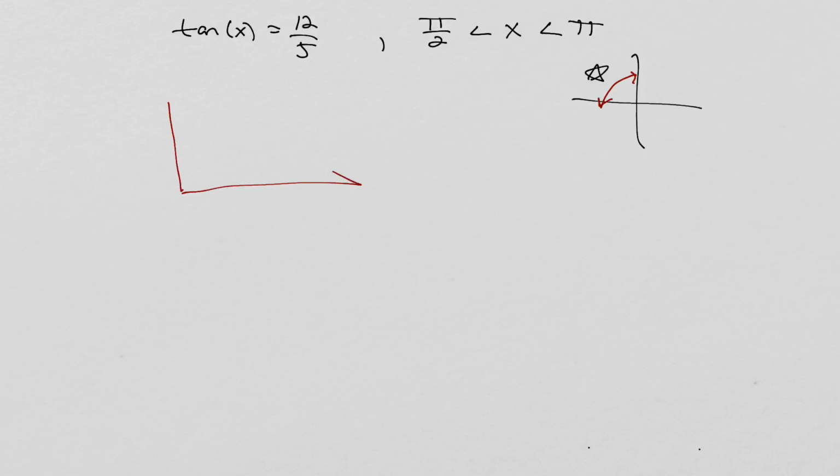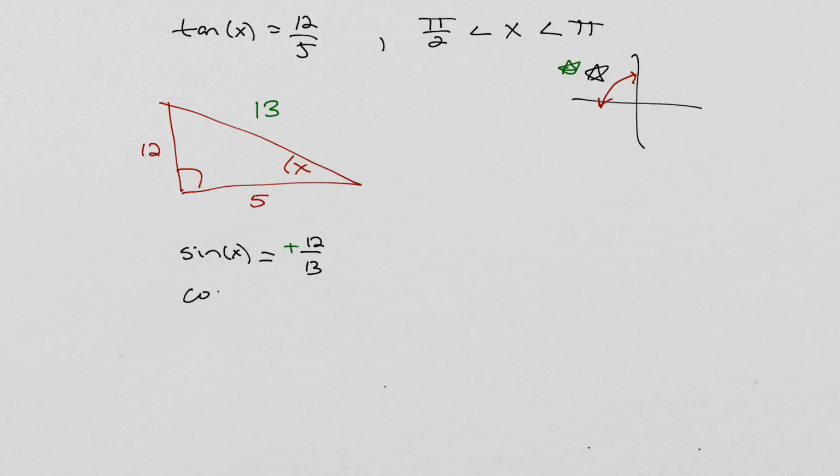Well, let's build our triangle. There's my angle x. Tangent is the opposite over the adjacent, so the opposite side is 12, the adjacent side is 5, and I can use the Pythagorean theorem to get this side to be 13. To get sine of x, that's just the opposite over the hypotenuse, so that's going to be 12 over 13. But remember, in quadrant 2 over here, my sine value is positive, so that'll be a positive 12 over 13.